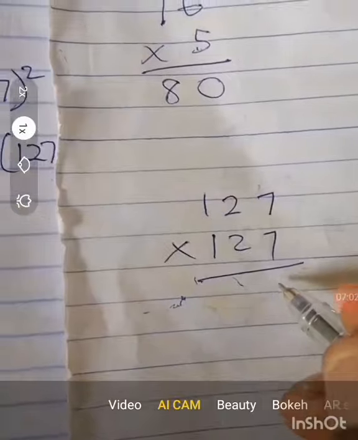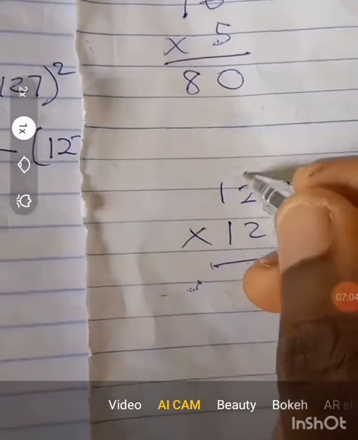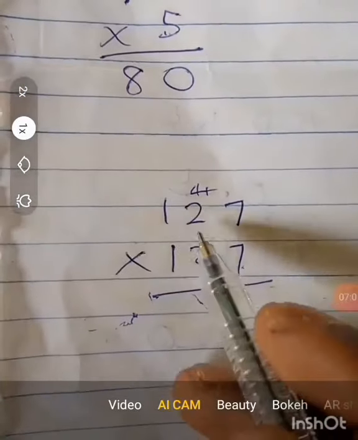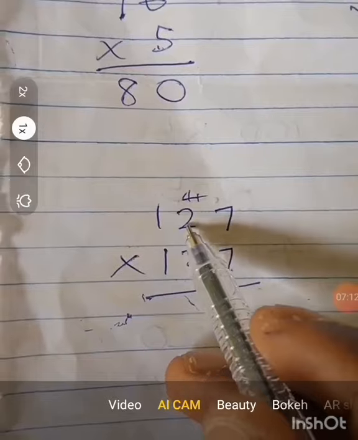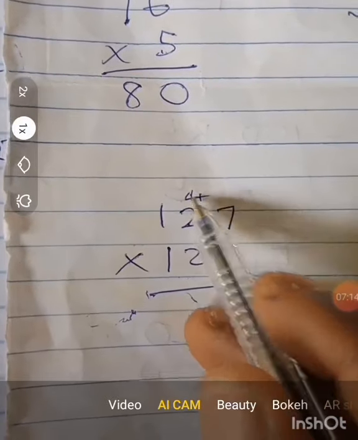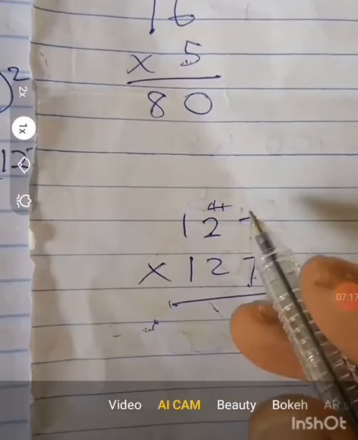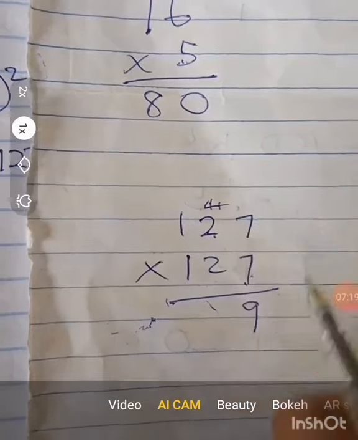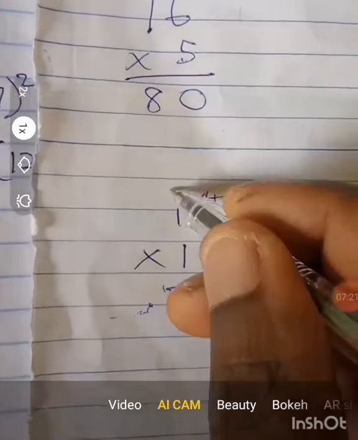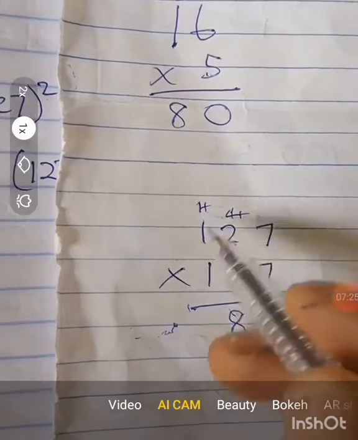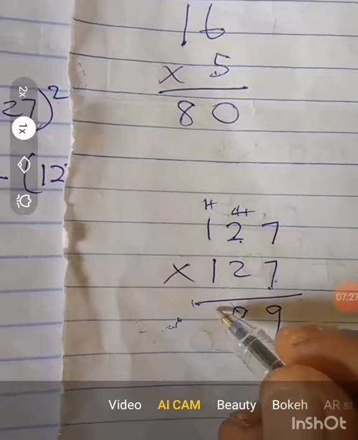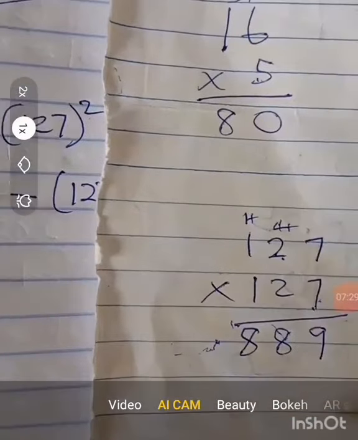7 times 7 is 49. We drop 9. We carry our 4 over. 7 times 2 is 14. 14 plus 4 is 18. We drop 8. We carry 1 over to this side. 7 times 1 is 7. Plus 1, we have 8. We're done with that. So you can check it again.